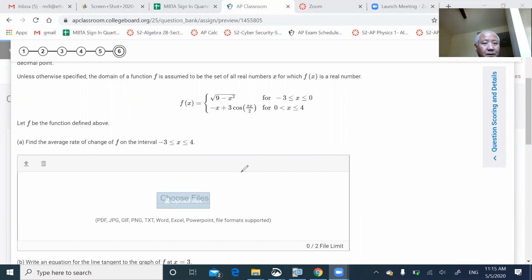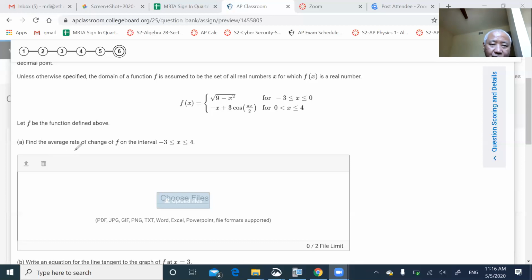Okay, let's look at question number 6, which is from this Monday's assignment, May 4th. We have a function here. This is a piecewise function, okay? But they said that f is to be defined by the above.